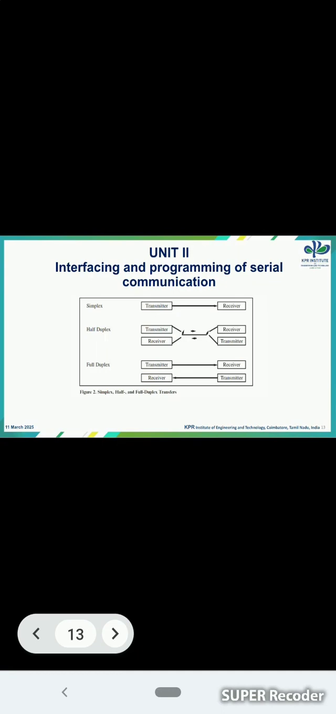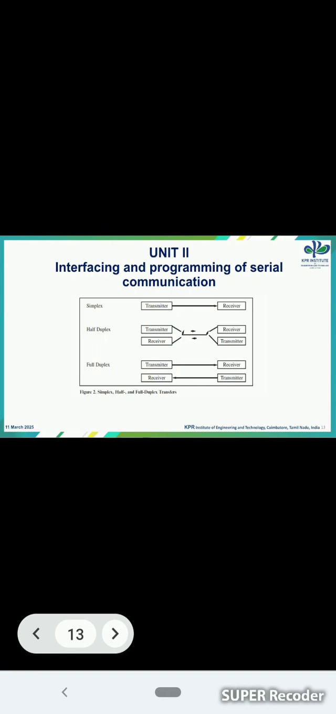Likewise, in the half duplex communication, we have a common data line between the transmitter and the receiver. Here, each and every block has the transmitter and the receiver on its own. So on one end, the transmitter shares the data to the receiver. At this instant, the receiver on the transceiver side cannot transmit.